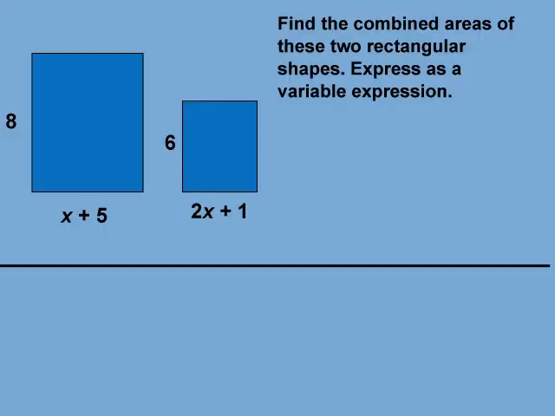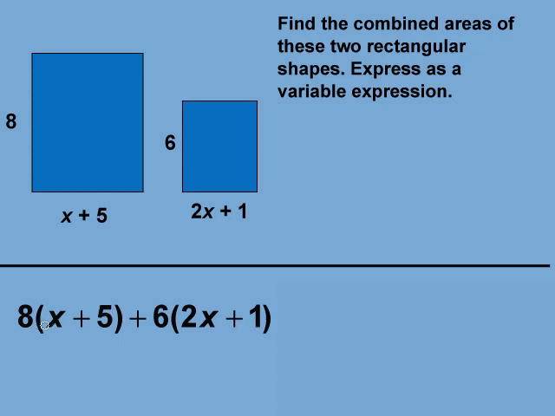Find the combined areas of these two rectangular shapes expressed as a variable expression. To find the area of a rectangle, multiply the length and width. To find the combined areas of these two rectangles, simplify this expression: 8 times the quantity x plus 5 plus 6 times the quantity 2x plus 1.